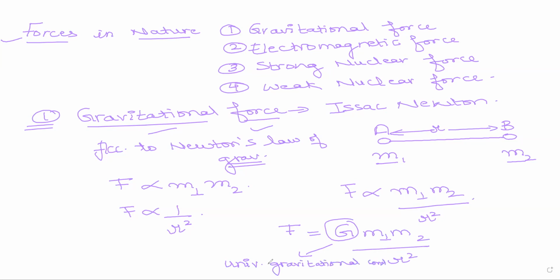Now, beta, you will be having one confusion over here, that sometimes we are writing capital G and other times we are writing small g. So small g is totally different from capital G. Capital G is the universal gravitational constant, and its value is 6.67 into 10 to the power minus 11 Newton meter square per kg square.